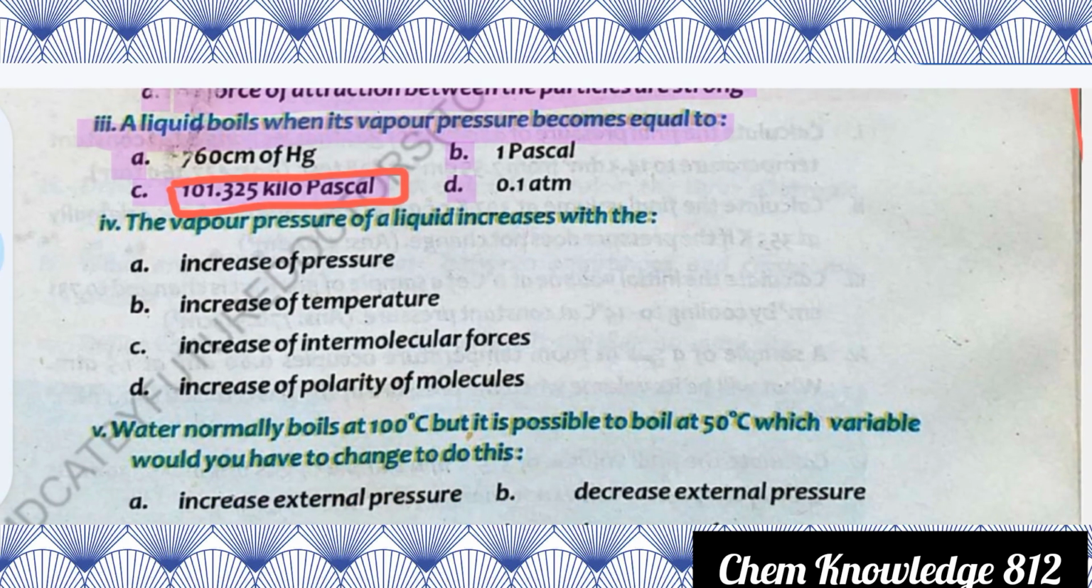Number four, the vapor pressure of a liquid increases with the increase of temperature, increase of intermolecular forces, or increase of polarity of molecules. So we can say that the vapor pressure of a liquid increases with the increase of temperature. So option B is correct, and this is the answer.